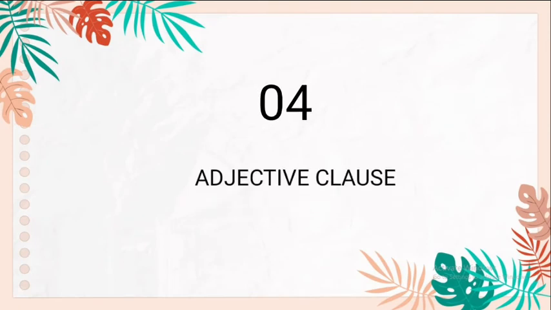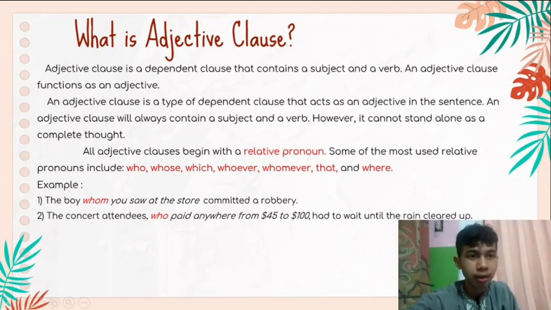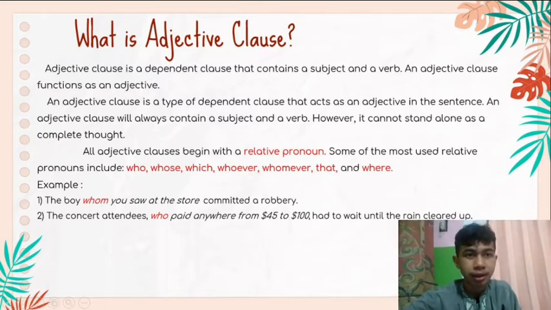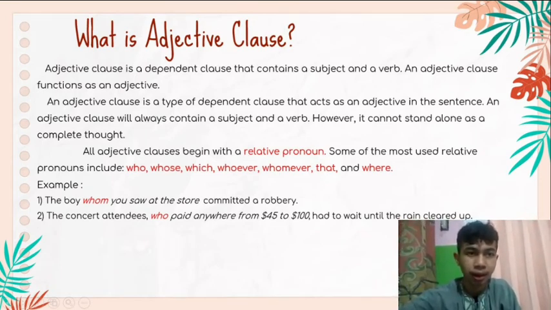Number 4. Adjective clause. What is an adjective clause? An adjective clause is a dependent clause that contains a subject and verb. An adjective clause functions as an adjective. So, an adjective clause is a type of dependent clause that acts as an adjective in the sentence. An adjective clause will always contain a subject and verb. However, it cannot stand alone as a complete thought.